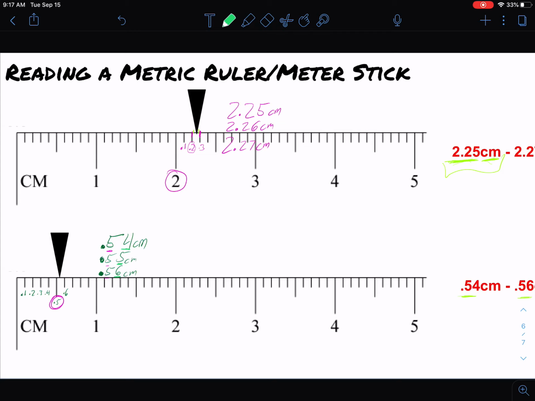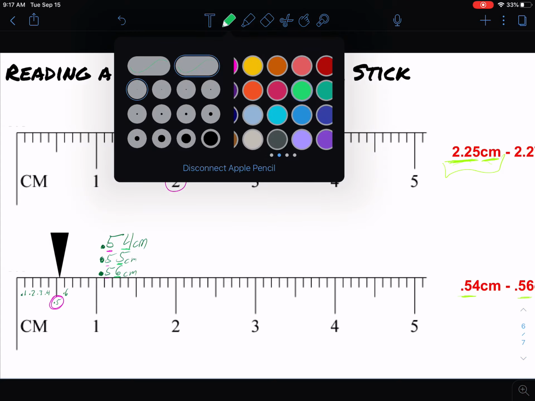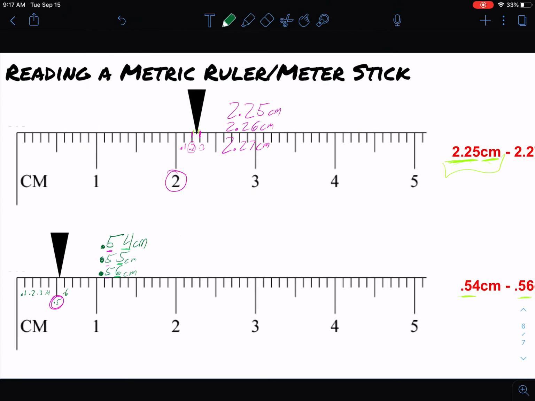Now, I wrote it as .54. You could have written it as 0.54 centimeters, and that would have been correct. This 0 does not make it incorrect. I'm just not used to writing it. It's not how I learned it. If you put the 0 there, that would still be correct.